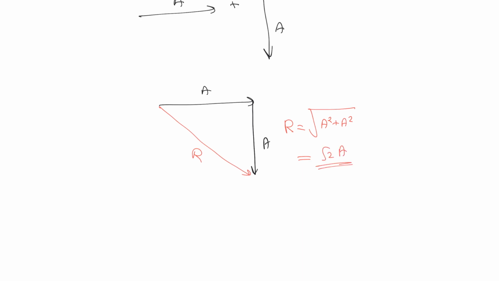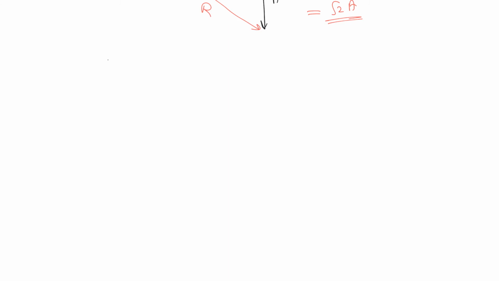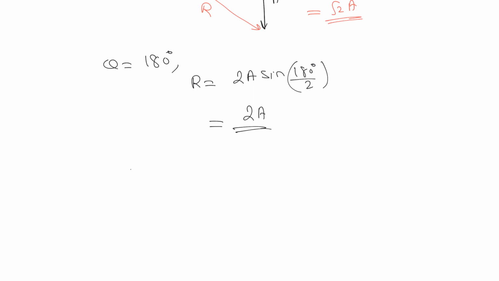Now the next situation: if theta is 180 degrees. The equation r equals 2a sine 180 divided by 2. Sine 180 by 2 is sine 90, and sine 90 is 1, so we get the answer 2a. The physical meaning: the a vector minus another a vector, which is in the opposite direction, is a vector plus a vector in the opposite direction. So we are adding two vectors in the same direction, and the resultant is 2a.